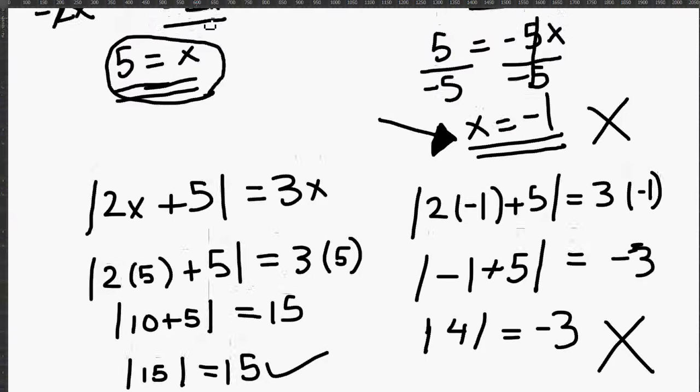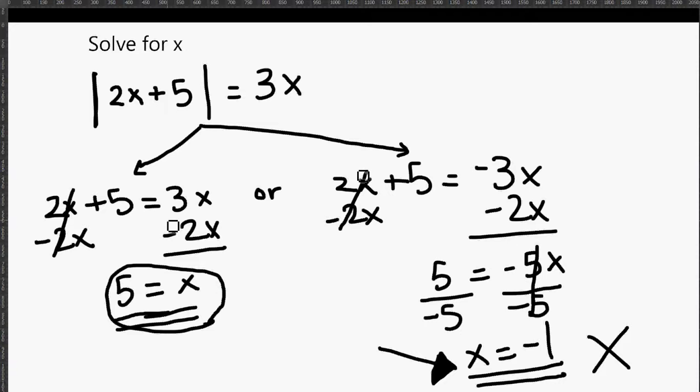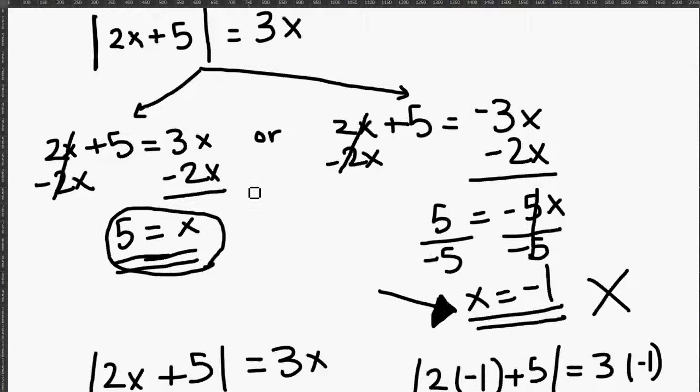And so just a quick review. For this kind of problem, you split it up into the two equations when you see the absolute value. So the negative equation, which is 2x plus 5 equals negative 3x, and the positive equation, which is 2x plus 5 equals 3x. Then you solve for x like you always do, and we got two answers, x equals 5 and x equals negative 1.